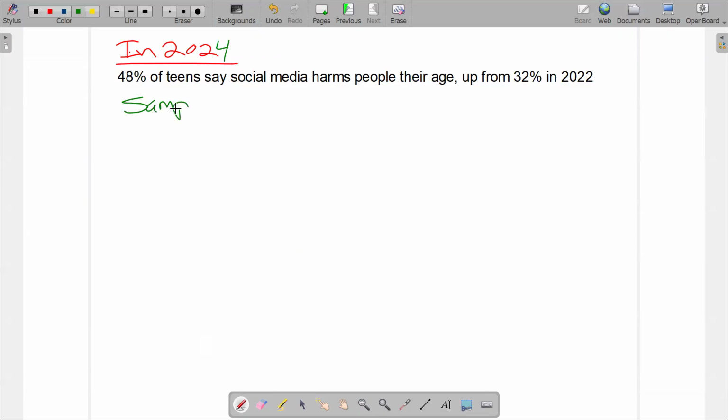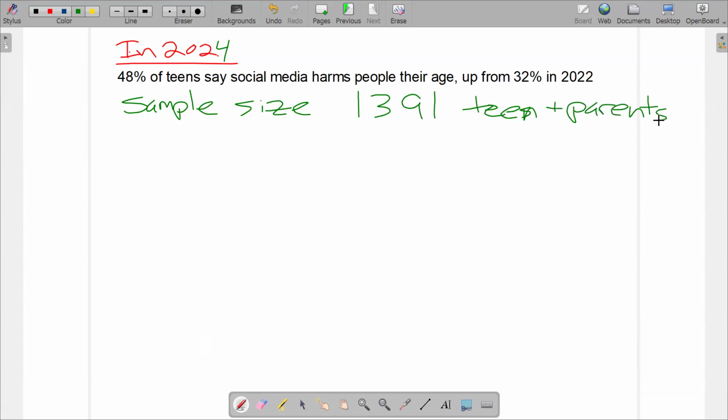All right, sample size. With this particular sample, it was 1,391 teens and parents. Now they had to get parental consent for these surveys. So the teens were interviewed with their parents, ages 13 to 17 for this study.